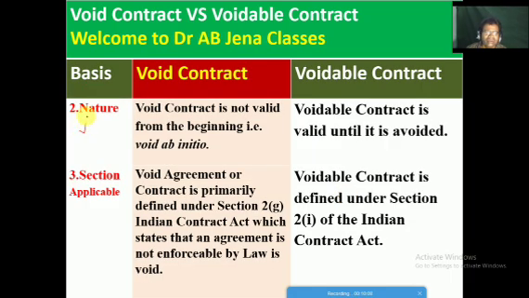Next, the basis of comparison: nature. A void contract is not valid from the beginning. In legal terms, that is void ab initio. Whereas a voidable contract is valid until it is avoided. Next, the section applicable. A void agreement is primarily defined under Section 2(g) of the Indian Contract Act, which states that an agreement not enforceable by law is void. Whereas a voidable contract is defined under Section 2(i) of the Indian Contract Act.